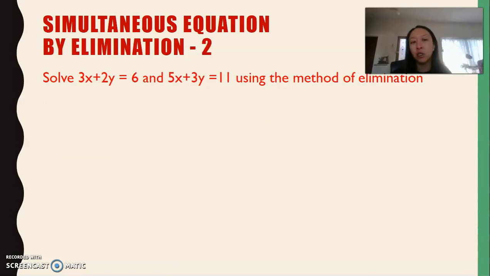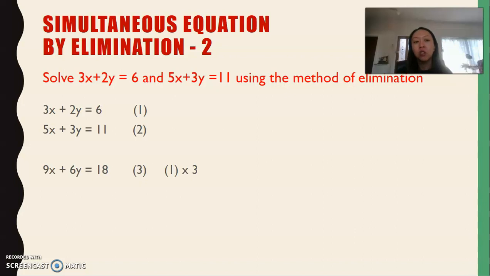So in another situation, what if there are no two terms that are exactly the same? Now we have 3x plus 2y equals 6 as the first equation, and 5x plus 3y equals 11 as the second equation. So how are we going to make them the same? If I want to make the value of y the same, I could times every single term of my first equation by 3. So 3x times 3 gives me 9x, 2y times 3 gives me 6y, and 6 times 3 gives me 18.